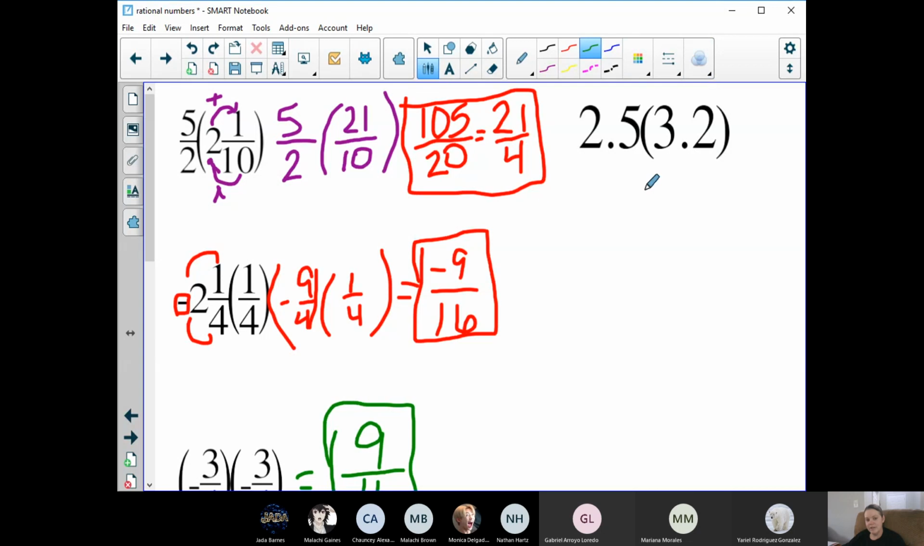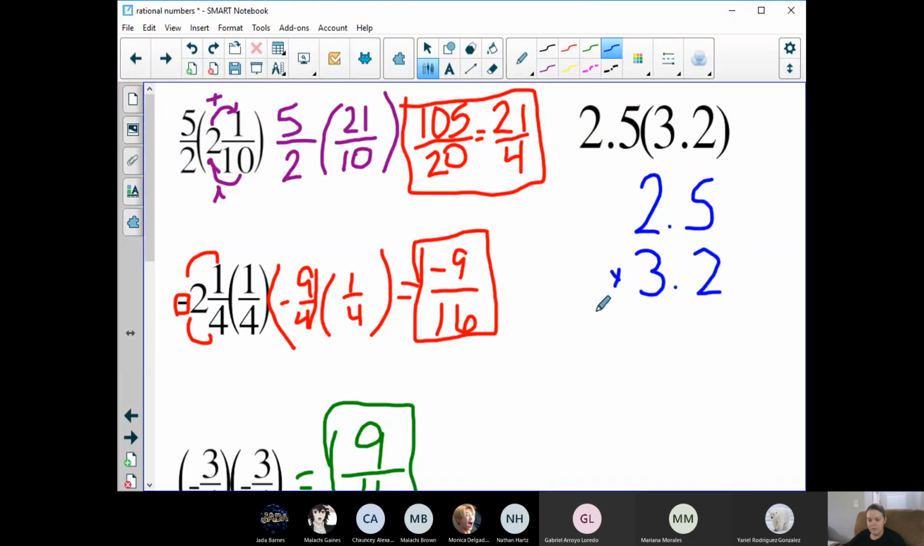All right, let's look at a decimal now. Okay, are we okay with fractions? We understand we multiply numerator times numerator, denominator times denominator. Yes. All right, so let's look at decimals. So I have 2.5 times 3.2. And I'm going to rewrite this so they're stacked on top of each other, just like we would do a regular multiplication problem.